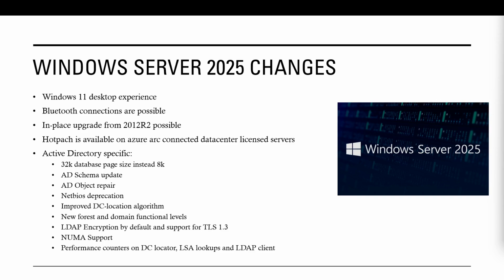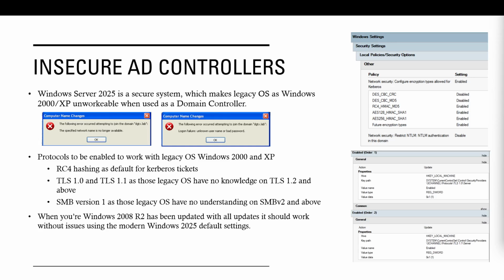LDAP is by default encrypted in this version and has support for TLS 1.3. And Windows Server now also has NUMA support, and Active Directory as well. So you have performance counters also on DC Locator, LSA lookups, and LDAP client.